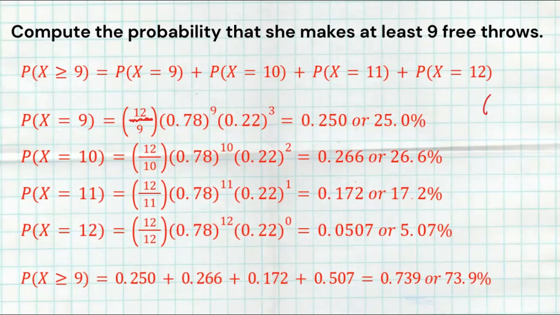It should look like this, 12 and then a 9. And again, that's simply telling you how many different combinations there are. All right, so the probability of 9 is about 25%. The probability of 10 is about 26.6%, which we already calculated earlier. The probability of 11 is 17.2%, and the probability she makes all 12 is 5.07%. Adding all of those together, we get a grand total of about 73.9% chance that she makes at least 9 of her shots.